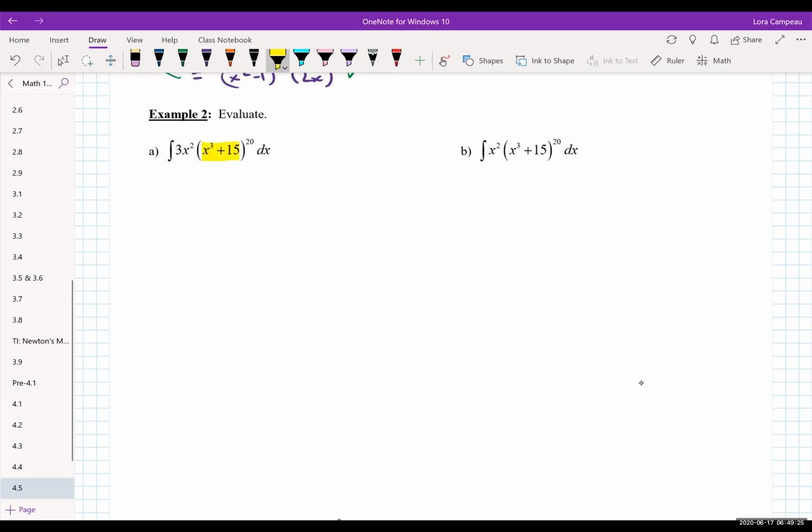And I say to myself, you know, wouldn't it be nice if I just had a single variable taken to the 20th power? Life would be a lot easier. So that, my friends, ends up being our u. So u, I always want to have the scratch work off to the side, either to the left or to the right of the problem. I'm going to indicate that my u is x cubed plus 15.